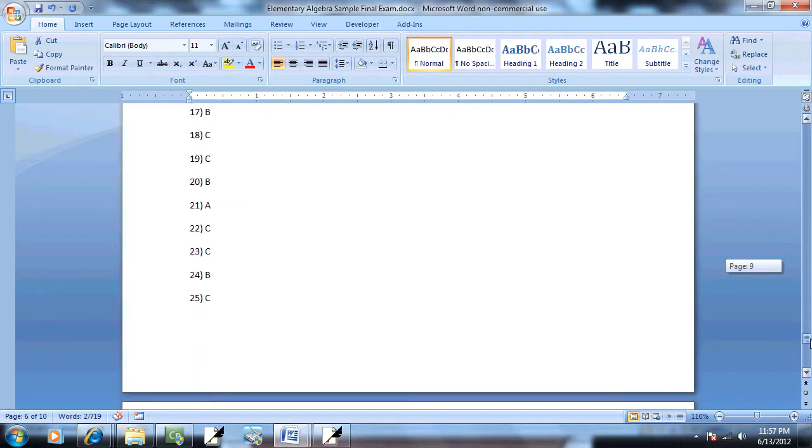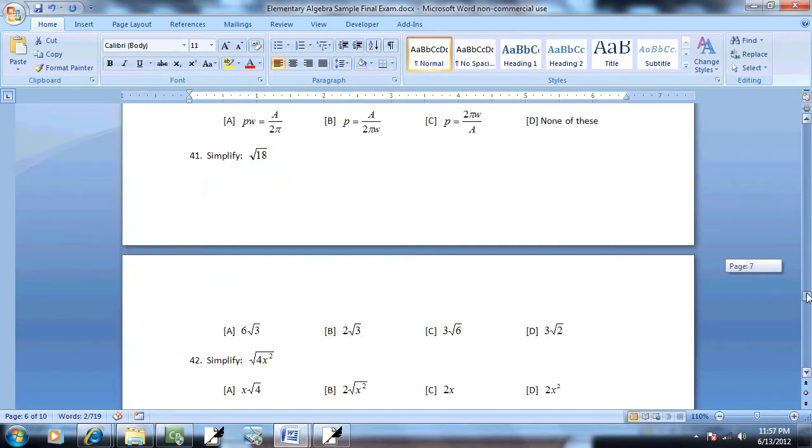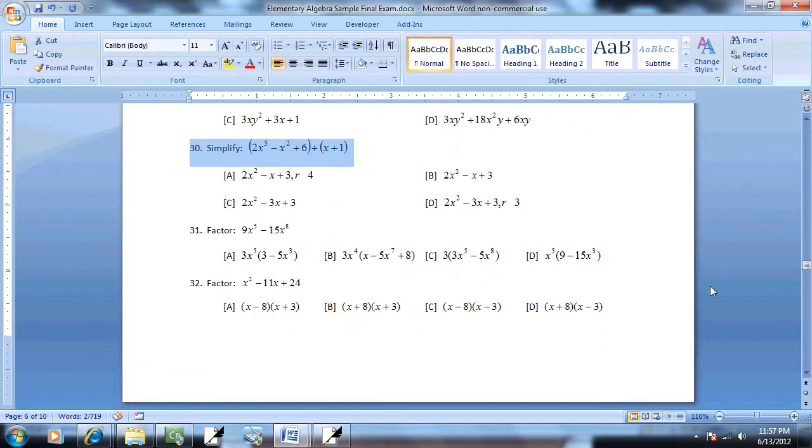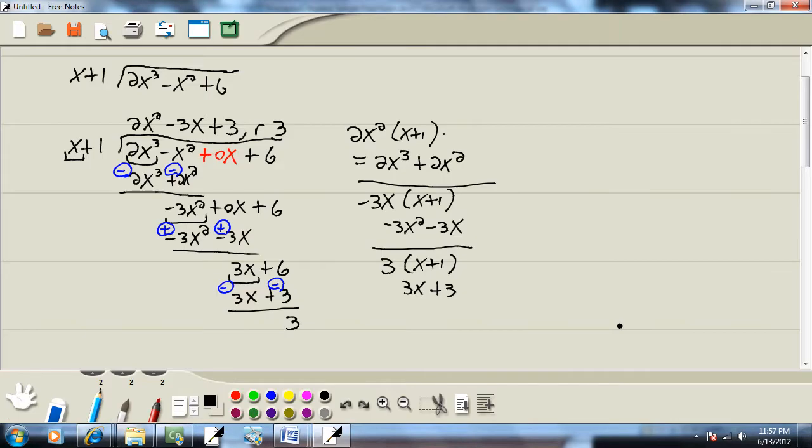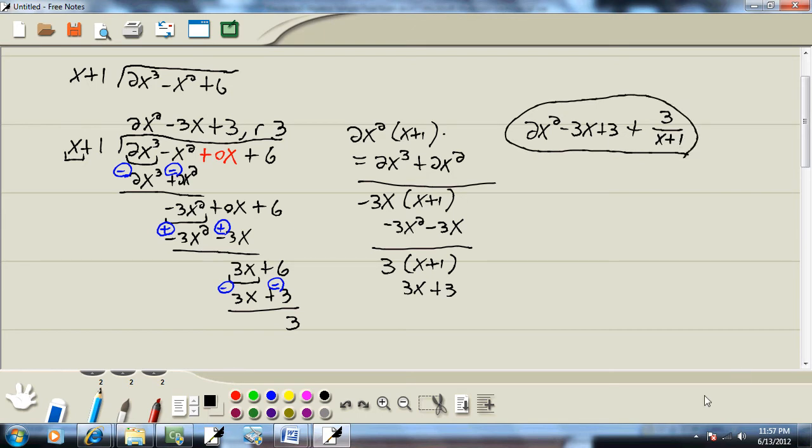And it checks. Now let me show you another way of writing the remainder, just in case you have a different book that has it differently. You could write 2x squared minus 3x plus 3, and we take our remainder, which is 3, and we put it over what we're dividing by. This is actually the most popular way to write it with a remainder in that manner.